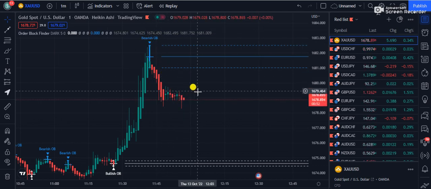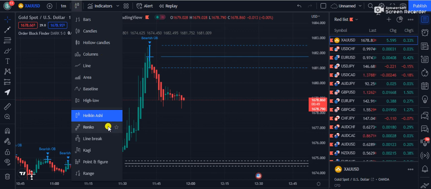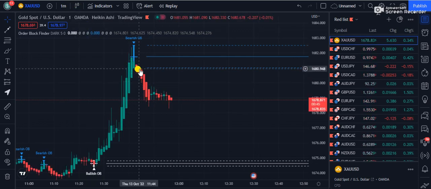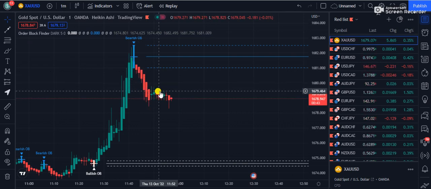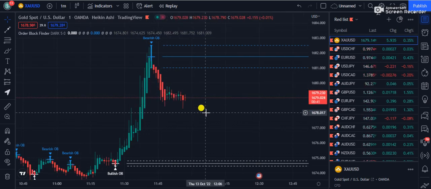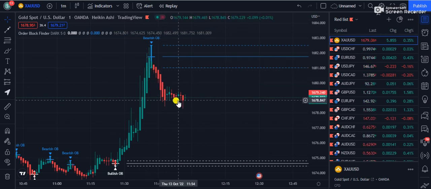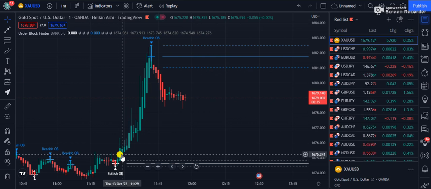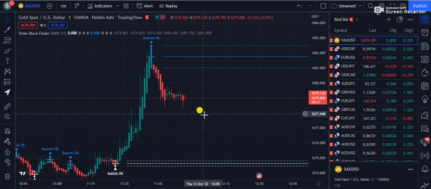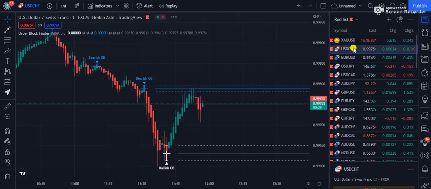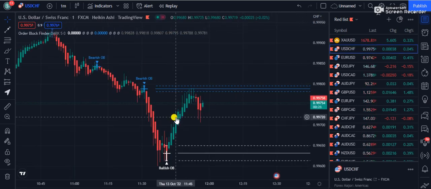Now it is very important that you use Heikin-Ashi candles so that you can see when the reversal comes. For example, here the candles turned red, so it was a clear pattern that the market is going in the downward direction, and then you can see gold is down, and here the Heikin-Ashi candles turned green. So if you use Heikin-Ashi candles with this order block, then definitely they are going to help you a lot.